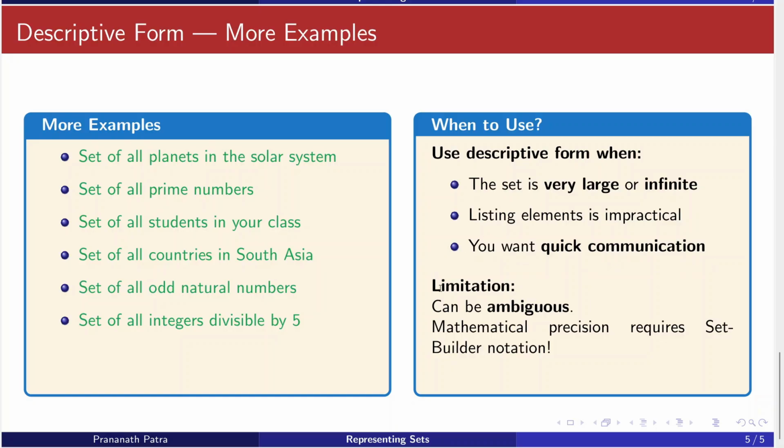However, this method does have one major limitation. Plain English can sometimes be a little ambiguous, meaning it could be interpreted in more than one way depending on who is reading it. Because mathematics requires absolute precision, we eventually need a method that combines the precision of math with the descriptive power of words. That method is called set builder notation, and that is exactly what we will be exploring in our next part.